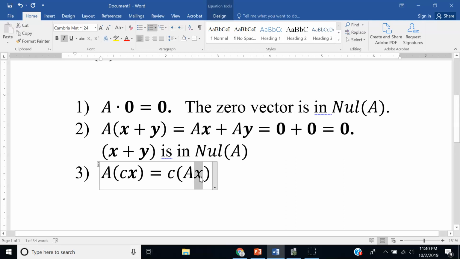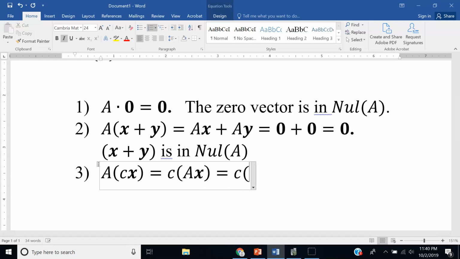I can reorder that scalar. I can drag that scalar out in front and multiply the A times the x before the scalar. That's because of the properties of scalar commutativity and associativity. And what's going to happen, since x is in the null space, A times x must give you the zero vector.